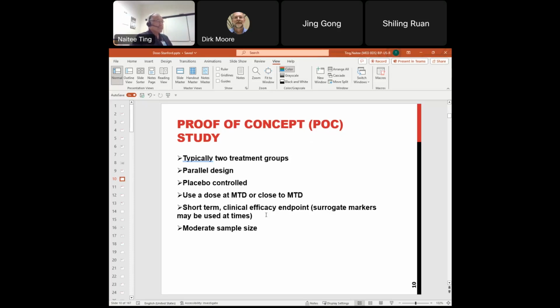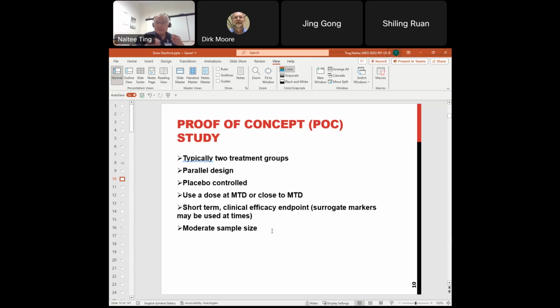Usually, short-term clinical efficacy endpoint and moderate sample size. I want to emphasize this moderate sample size issue. All right. Now, this is early phase two. All the data we have up to this point in time are preclinical and phase one. We have no phase two data yet. All right. So we still don't know whether the drug works or not.